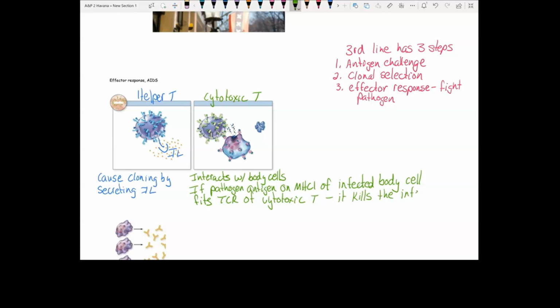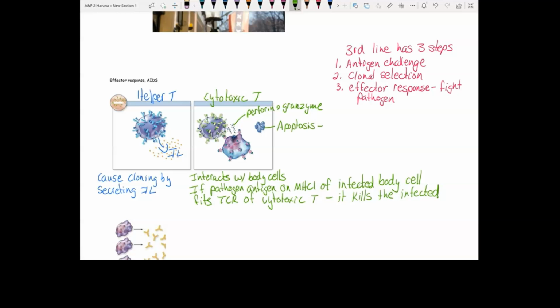Remember that infected cells are doomed. You can't save an infected cell, so your goal becomes to stop the spread of infection. Here's how the cytotoxic T kills. It secretes perforin and granzyme. Perforin and granzyme cause the cell to die by apoptosis.